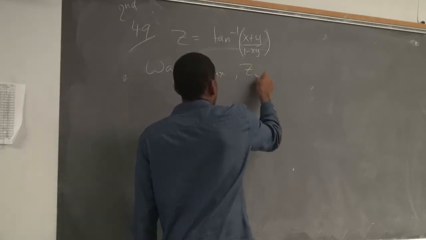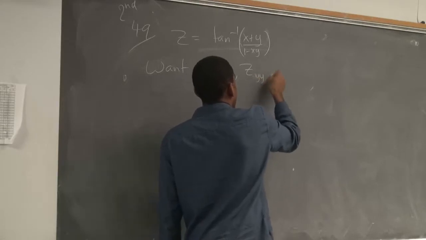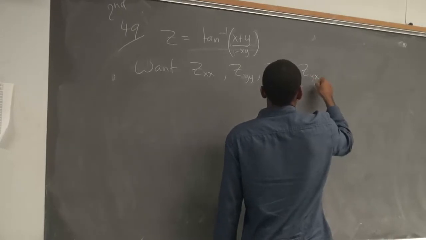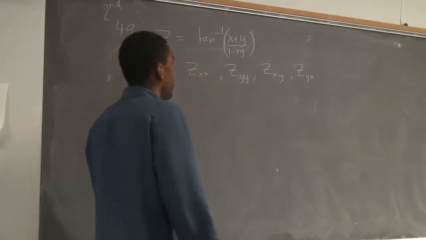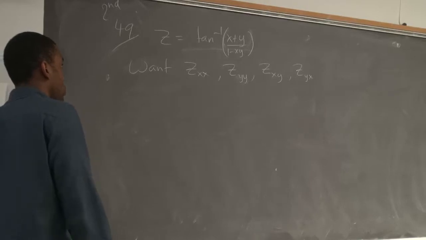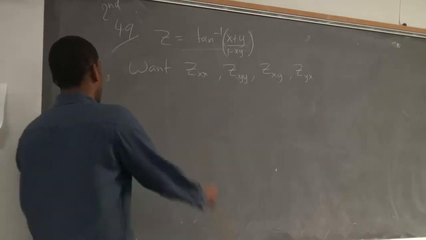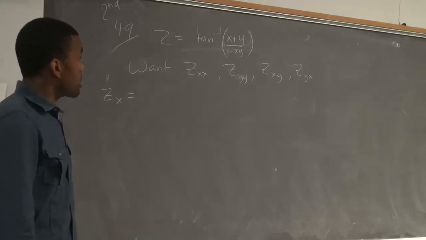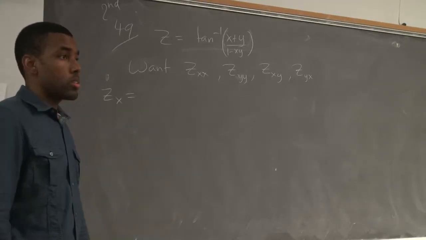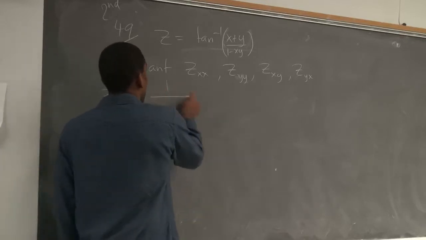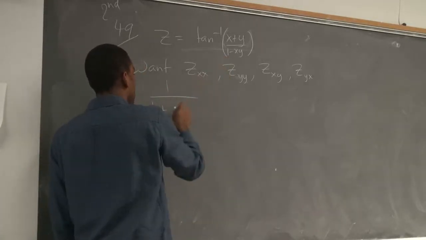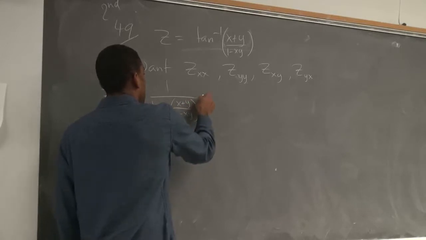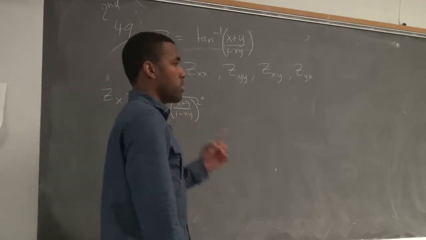So it means we want zxx, zyy, and zxy, zyx. Yeah. So let's work on this guy. First let's find z with respect to x. How do you do that? What's the derivative of tangent inverse? 1 over 1 plus the variable part squared times the derivative of the variable part, right?